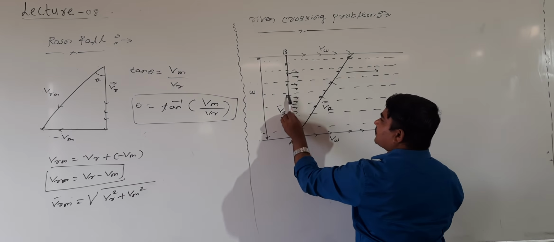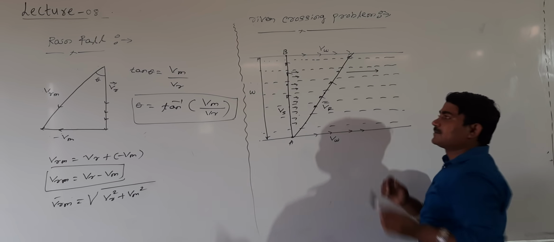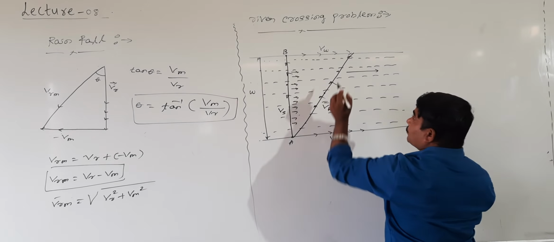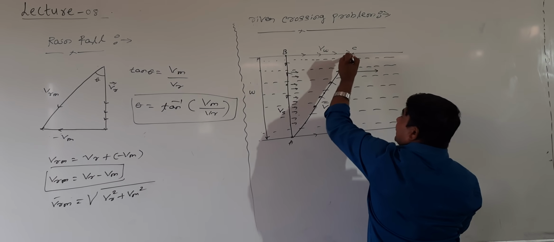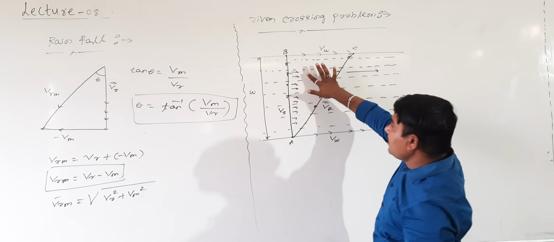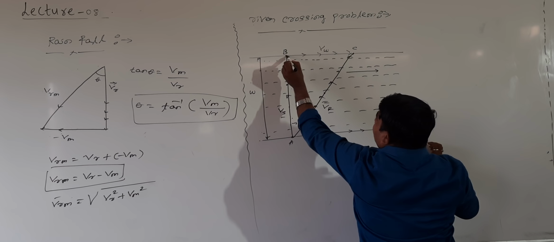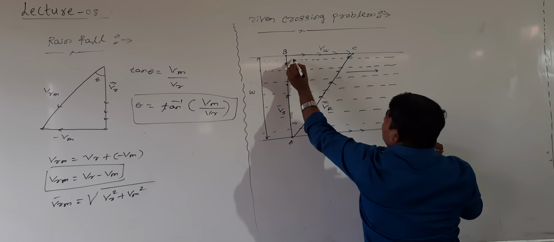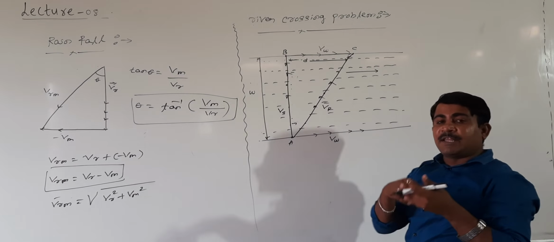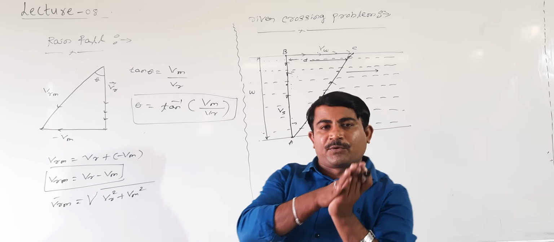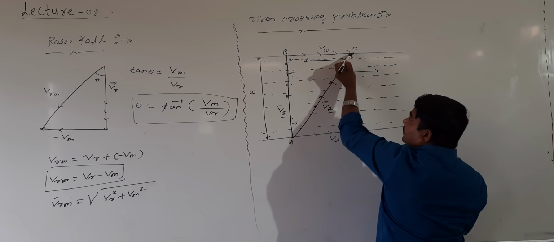Actually, he has to reach from this point to this point, but due to the river flow he may go like this. Instead of this point, the person reaches the C point due to the river flow. This we are calling the drift of the person. The drift of the person can be represented by D. It is the shift in the position of the person due to the river flow.